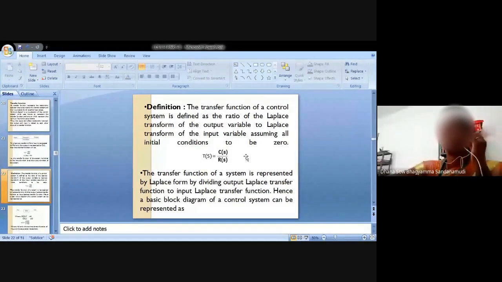So if you want the proper definition, you can go through this. The transfer function of a control system is defined as the ratio of Laplace transformation of the output variable to the Laplace transformation of the input variable, assuming all initial conditions to be 0. All initial conditions are assumed to be 0.